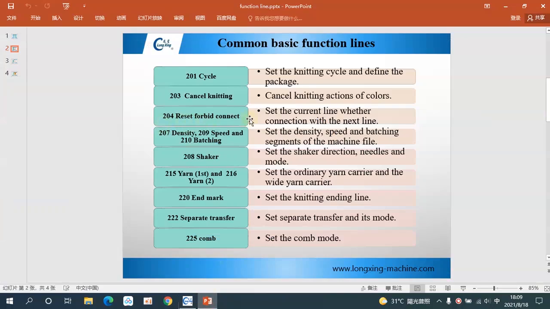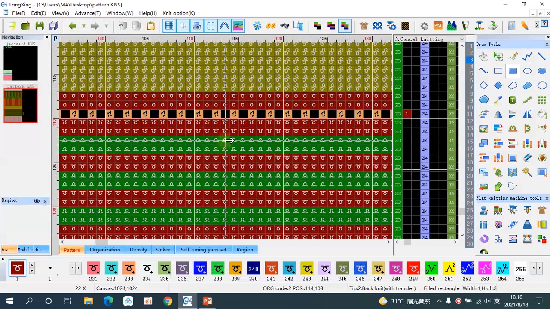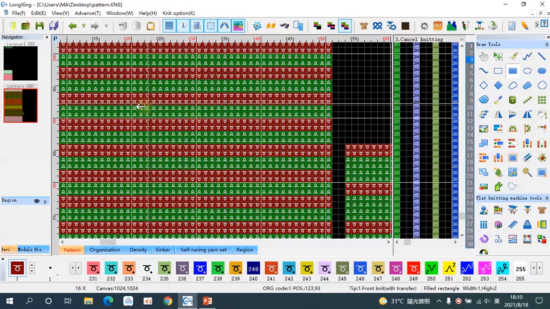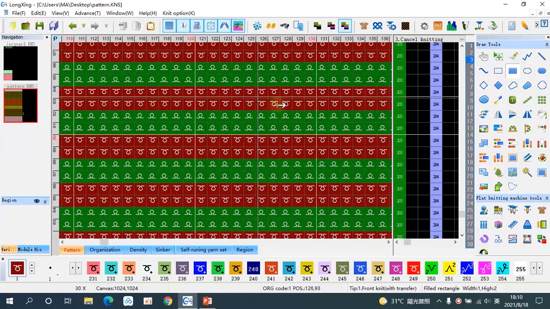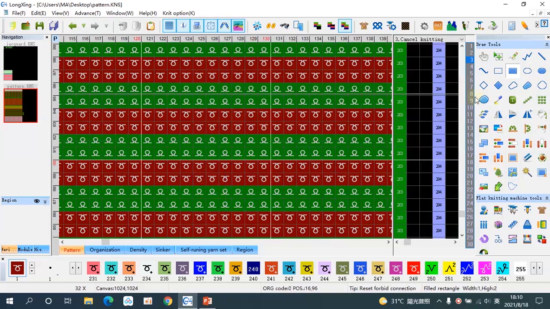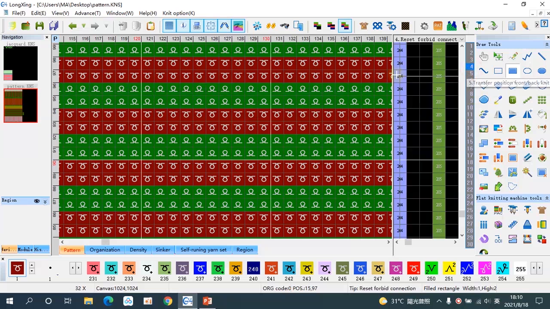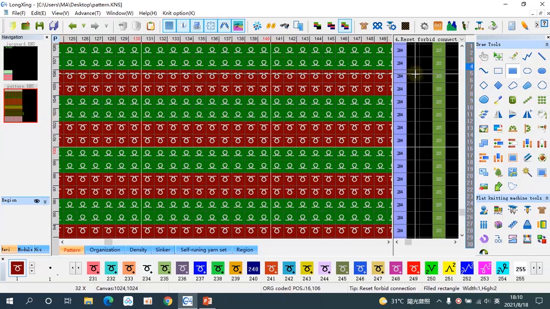204 Reset Forbid Connect. Set the current line whether connection with the next line. Generally, it will automatically transfer. If you don't want transfer, then in function 204, like in this line, right-click. Now we can set connection forbiddance. Then those lines won't transfer. Then compile.